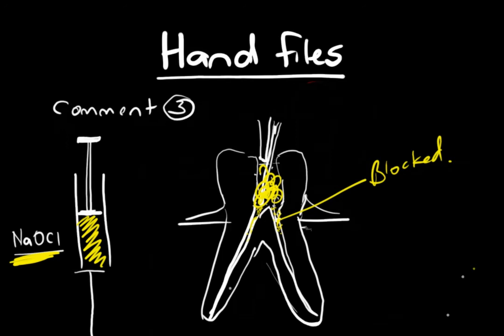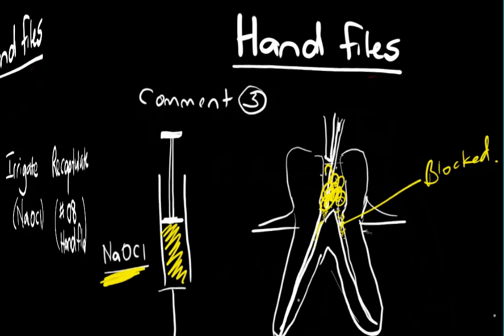And I'll talk a little bit about recapitulation soon, but it's a technique where you take a small hand file after any of the other hand files or any rotary file, and just take an 06 or an 08, and just after squirting irrigation down the canal, you take that small little hand file and wiggle it around to loosen any of the debris, and make sure that the bigger rotary files haven't blocked out the canal, which is quite easy to do.